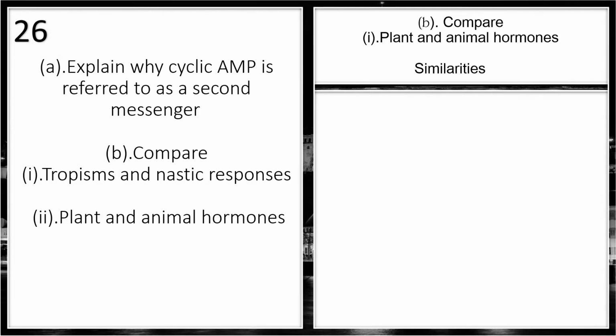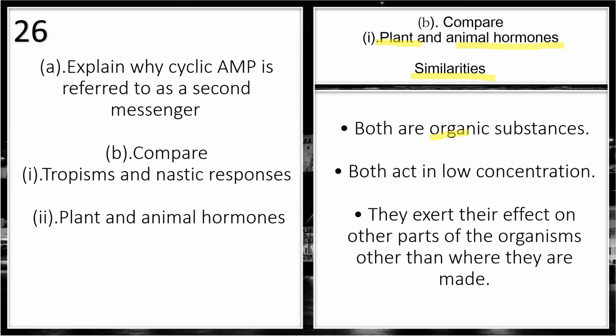Part B, compare plant and animal hormones. Let's start with the similarities. Both are organic substances. Both act in low concentration. They exert their effect on other parts of the organism other than where they are made.